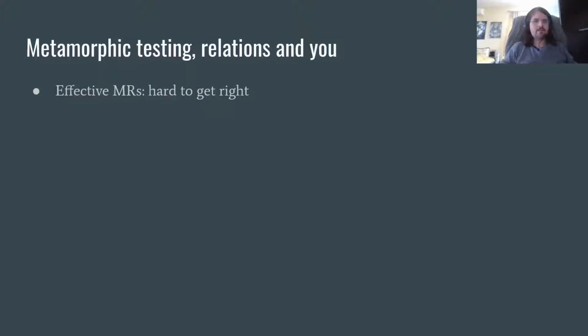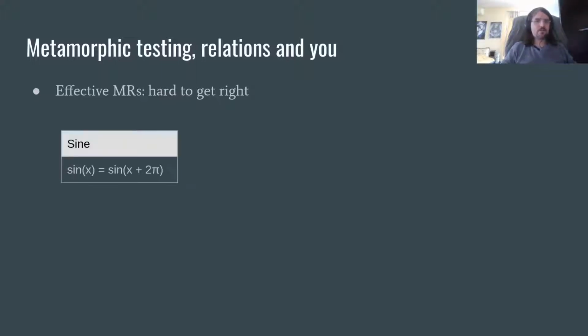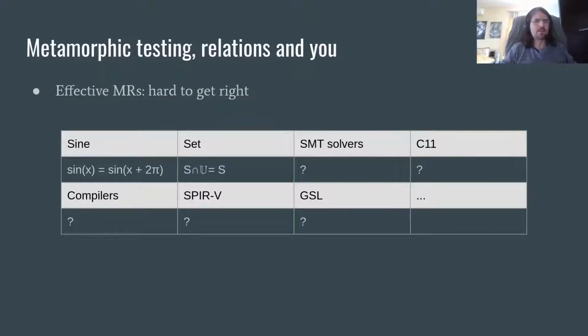Metamorphic testing is only as effective as the MRs used to employ it. And generating these MRs is a difficult problem, especially selecting effective MRs for the specific system under test in order to maximize testing efficiency. Suppose you want to test an implementation of sine. Testing whether sine of x is equal to sine of x plus 2 pi is a good MR. For testing sets, you can check whether a set intersected with the universe set yields the original set. But what about programming languages, compilers, SMT solvers, and more?